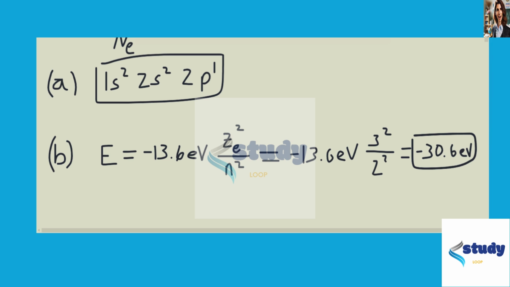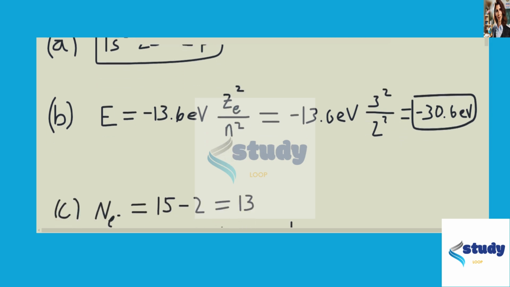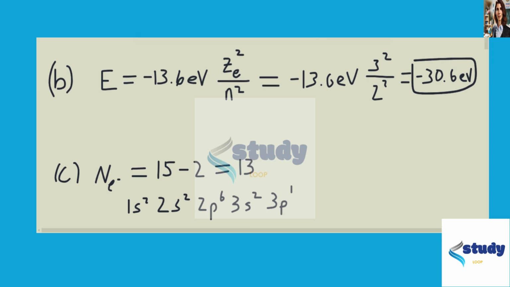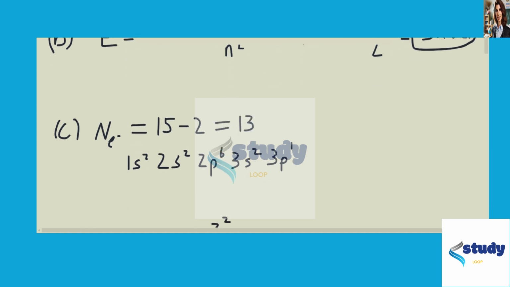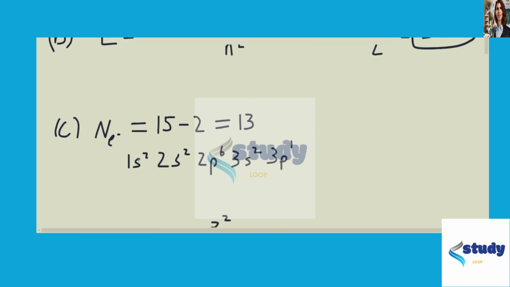For part C, we're going to figure out the configuration for P2+. Phosphorus has 15 electrons, but it's 2+, so we subtract 2 from that 15 to get 13 total electrons. So let's start filling up the configuration until we use all 13 electrons. 1s is fully filled, so that's 1s squared. 2s is fully filled, so that's 2s squared. 2p can be fully filled, so that's 2p to the 6th. We've used a total of 10. Next, we come across the 3s, which can be fully filled, so that's 3s squared. So now we've used 12, so we can use one more. So we come to the 3p, and we're going to use one of the 6 there. So that's our configuration. You can box that in.